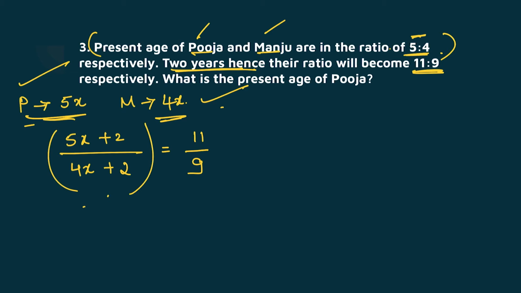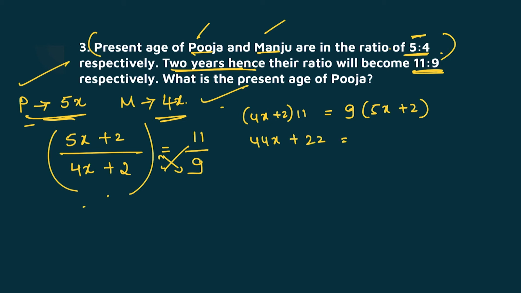Now we have to find the present age of Pooja. So just cross multiply this value. 4x plus 2 multiplied by 11 is equal to 9 multiplied by 5x plus 2. 4x into 11, 44x, plus 2 into 11, 22, which is equal to 9 5s are 45x plus 18.